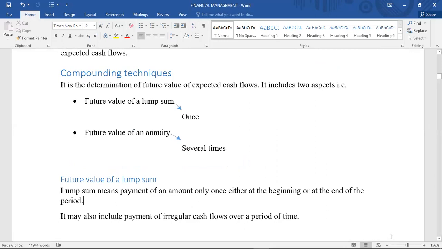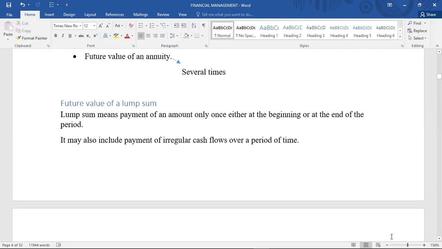Good. Now, it may also include payment of irregular cash flows over a period of time. As we move forward, we are going to come across irregular cash flows when we are doing capital budgeting, whereby I have to continuously analyze what the irregular cash flows are. I will give an example where I have invested on a certain cycle today, and for a certain period, I keep on depositing some amount over different periods.